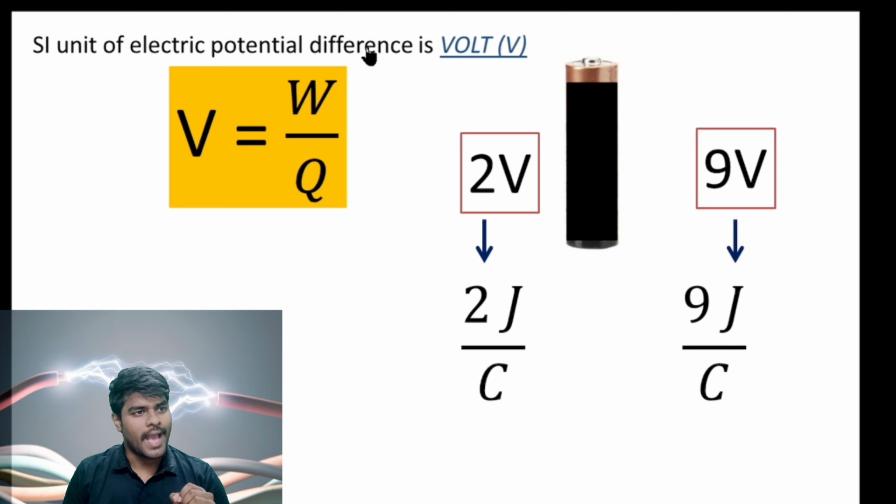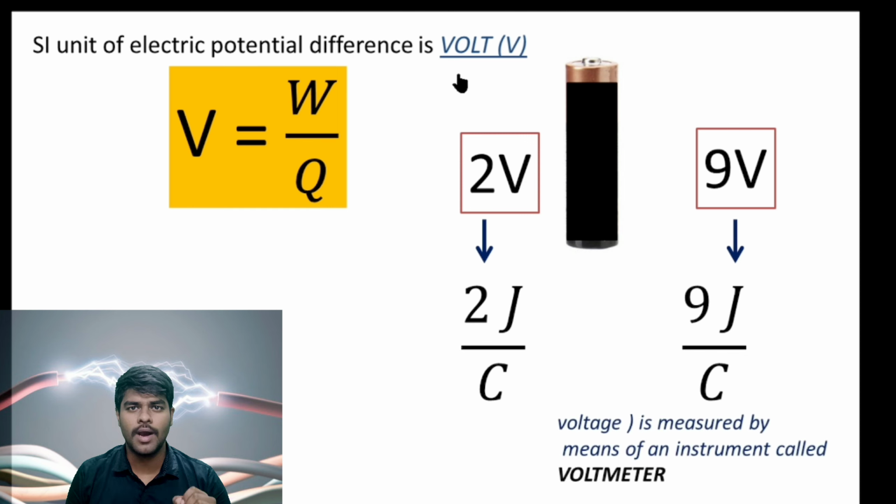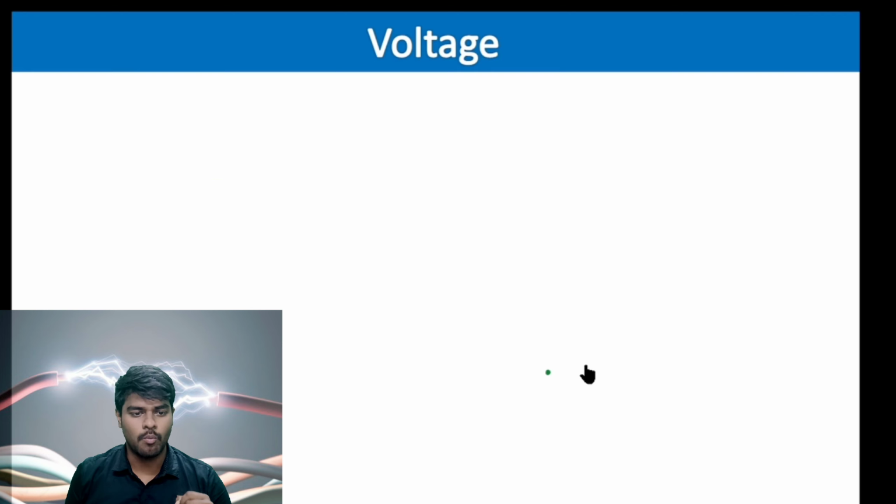So the SI unit of electric potential difference, I mean voltage, is volt, V-O-L-T. Voltage is measured with the help of an instrument called a voltmeter.